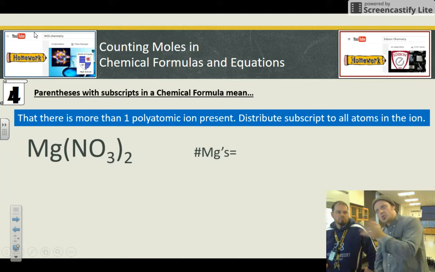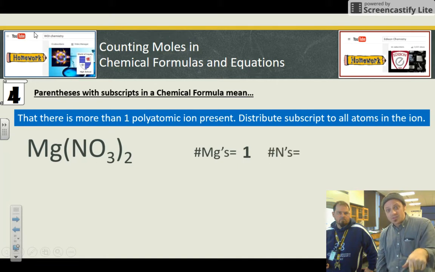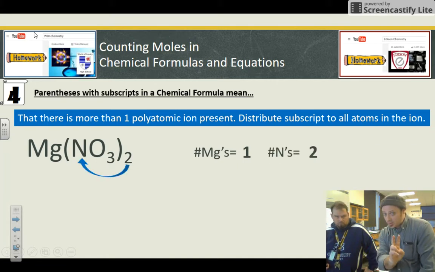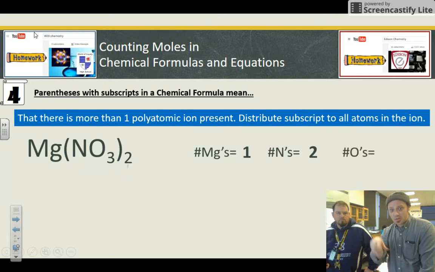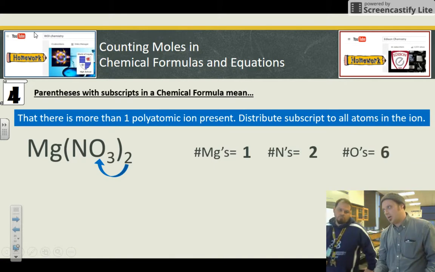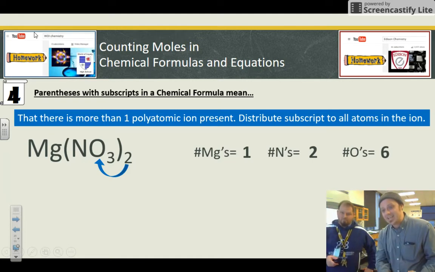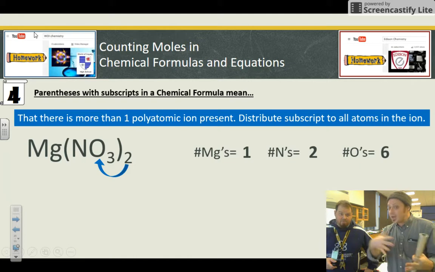So for Mg, there's no subscript after Mg, so we assume it's 1. 1 mole of Mg in a mole of this compound. Now the N, we're going to distribute the 2 back in. So there are actually 2 moles of nitrogen in this compound. And the oxygen, we distribute the 2 in, and we get 6. So in 1 mole of magnesium nitrate, there are 1 mole of magnesium, 2 moles of nitrogen, and 6 moles of oxygen. That's how you count them.